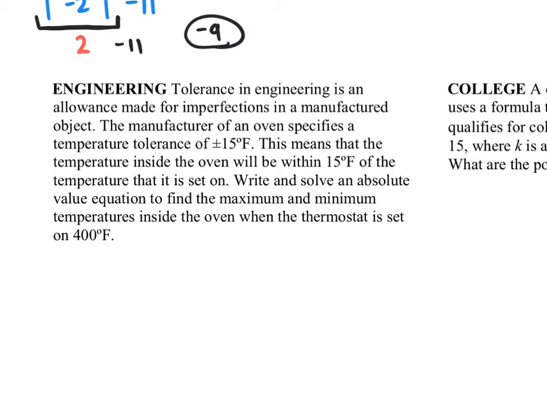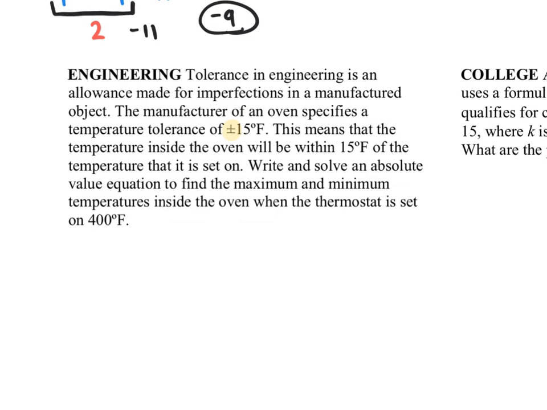Tolerance in engineering is an allowance made for imperfections in a manufactured object. The manufacturer of an oven specifies that the temperature tolerance is plus or minus 15 degrees. This symbol here is called plus or minus, which means it could be off by 15 degrees in a positive direction or a negative direction. That means the temperature inside the oven will be within 15 degrees of the temperature that it is set on. Write and solve an absolute value equation to find the maximum and minimum temperatures inside the oven when the thermostat is set on 400 degrees.